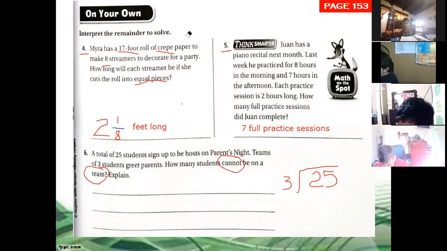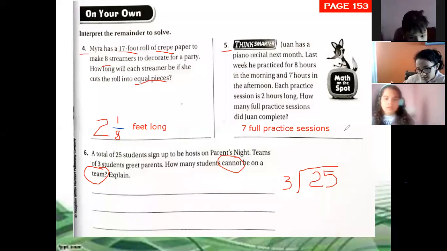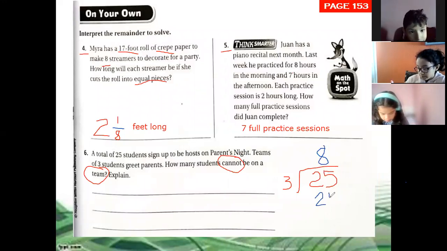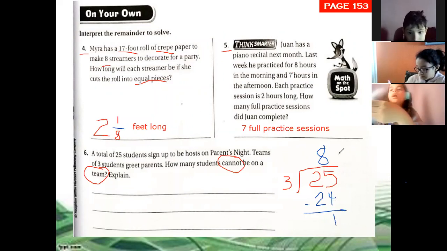A remainder, exactly. Because remember that we need to make groups of 3. If you are part of a group of 3, you are part of a team. But we need the ones that cannot be in a group. So it means we need the remainder. Table of 3. 3 times 8 equals 24. It is the closest product. 25 minus 24 is 1.